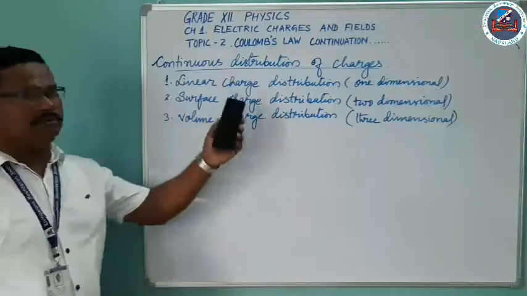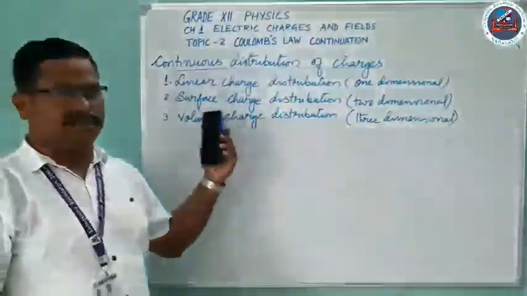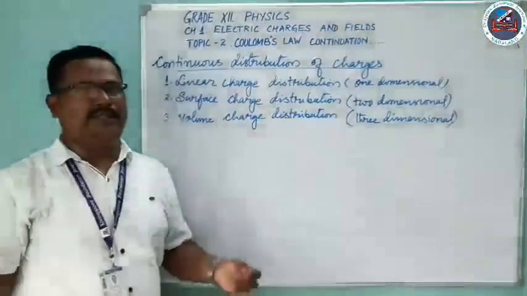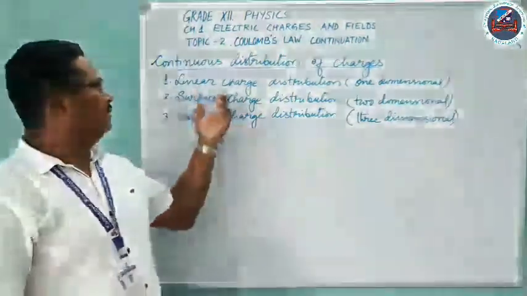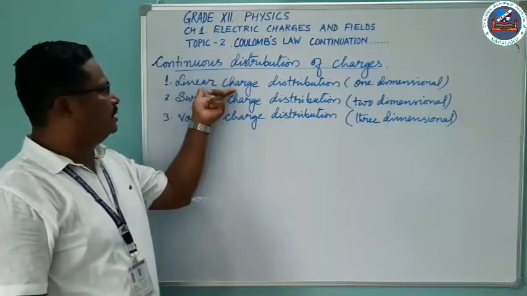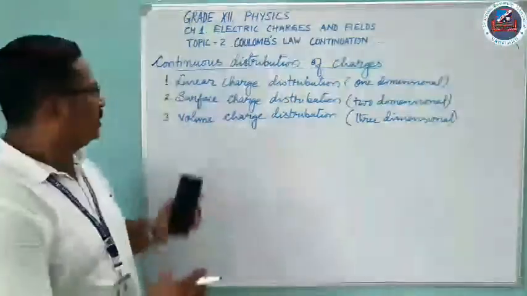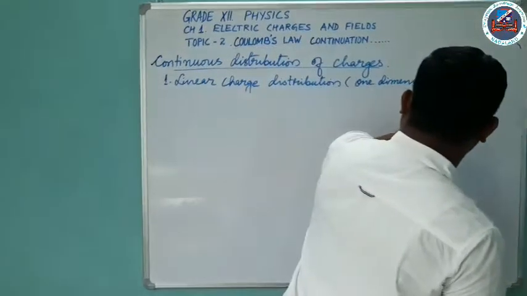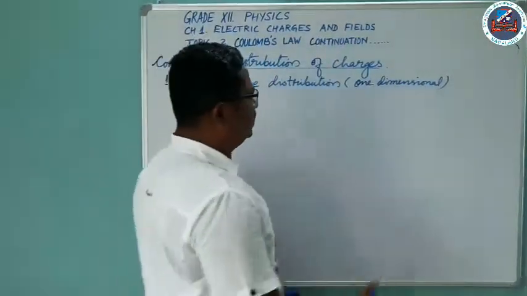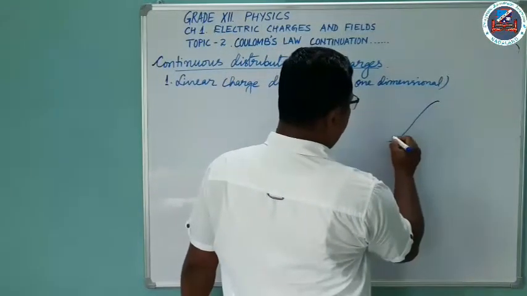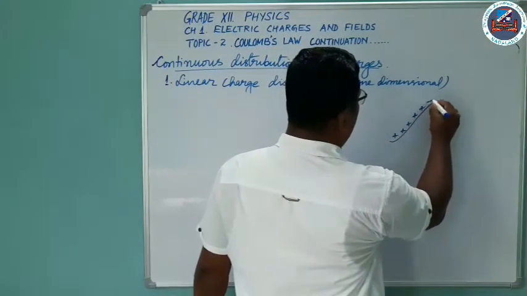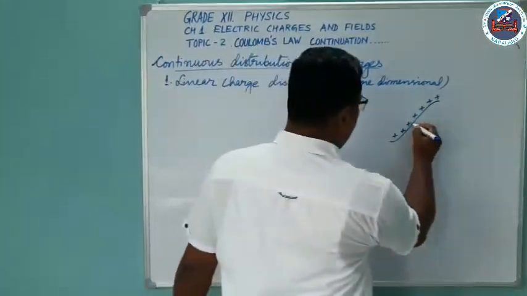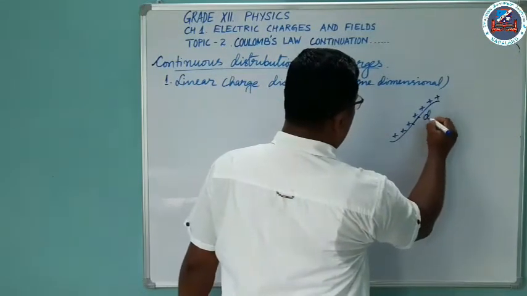Now let us see one by one, where we get linear charge distribution and what is the force experienced by a test charge placed near a wire where charges are distributed linearly. So first, let us take linear charge distribution. It generally occurs in wires, a straight conducting wire. Suppose this is your wire where charges are concentrated. A small portion of it I take as dl.